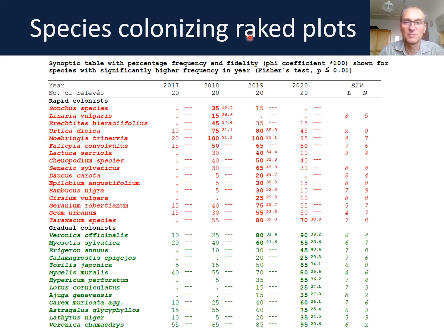And the second group, which is composed of species that are mostly perennial, and among them are a lot of target species of nemoral forests, of oak forests, such as Astragalus glyciphyllus, Lathyrus niger, Veronica chamaedrys, which consequently increased their frequencies.